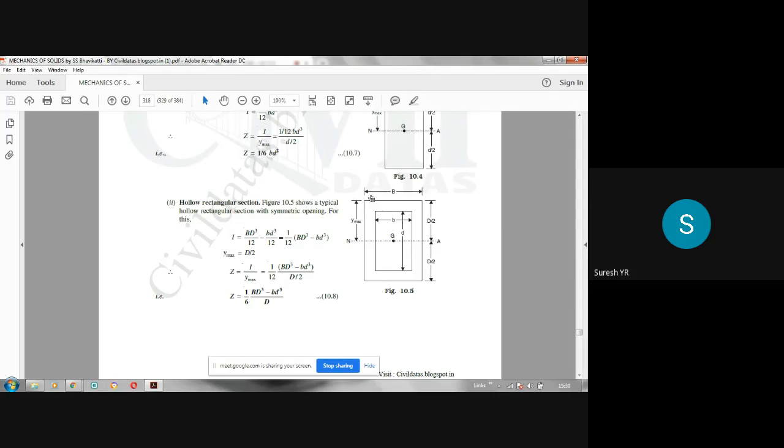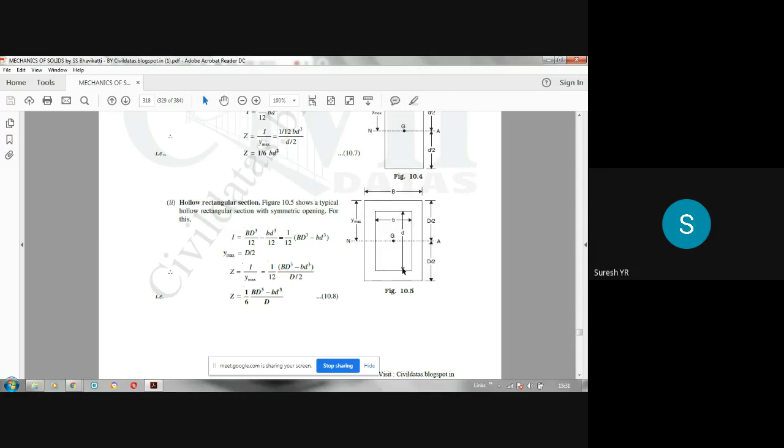Here the outer width is capital B, the inner width small b, the outer depth capital D, and the inner depth small d. So you have to take it like that. Here the I value, the moment of inertia in this case, is the moment of inertia of the bigger rectangle minus the moment of inertia of the smaller rectangle. So it becomes capital BD cube by 12 minus small bd cube by 12. We subtract because we are calculating the moment of inertia for this hollow portion only.